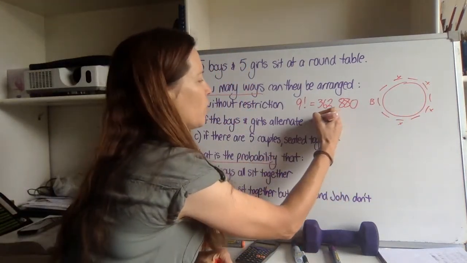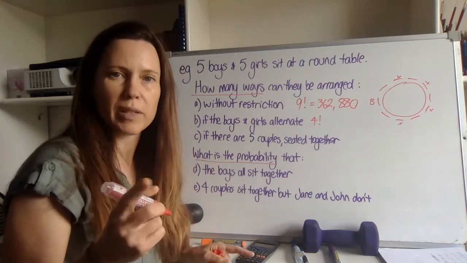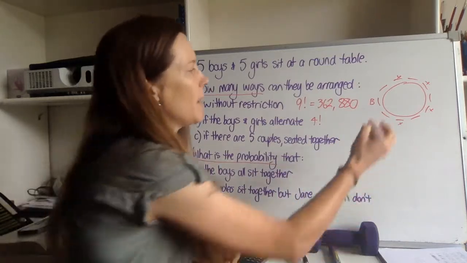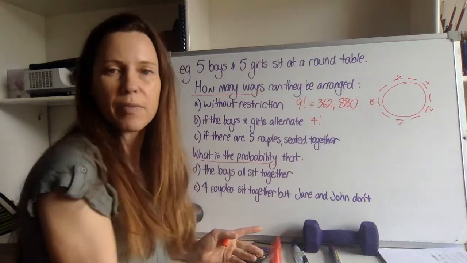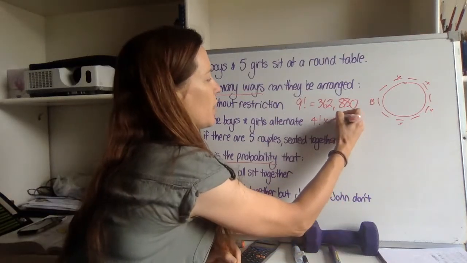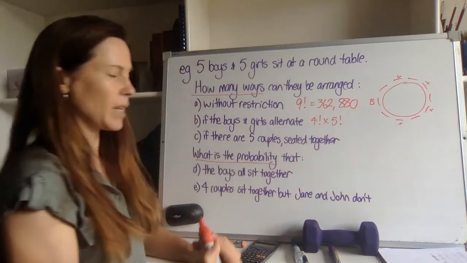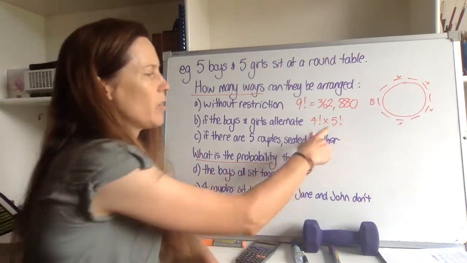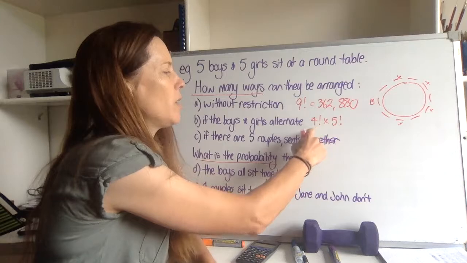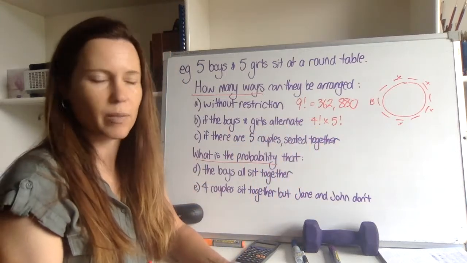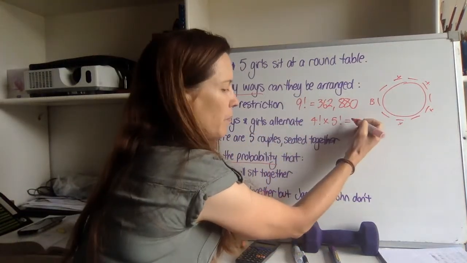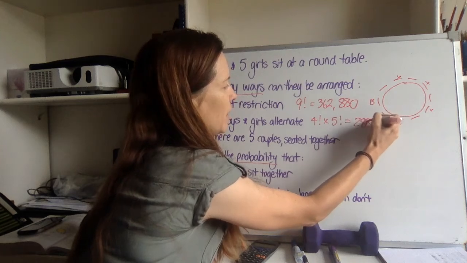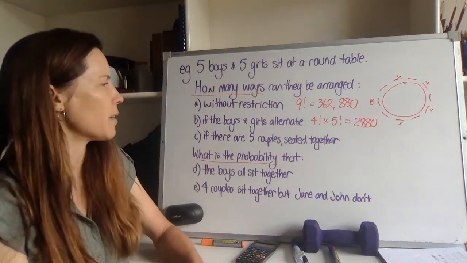Now, there's 4 factorial ways that you can arrange 4 boys into those 4 positions. And now we need to arrange the girls. There's 5 of them going into 5 positions, so we need to multiply to get all of the possibilities. Now, it wouldn't matter there whether you started by arranging the girls and said it's 5 factorial, multiplied by the arrangement of the rest of the boys, you're still going to get the same answer. And here we've got 2,880 ways that can be done.